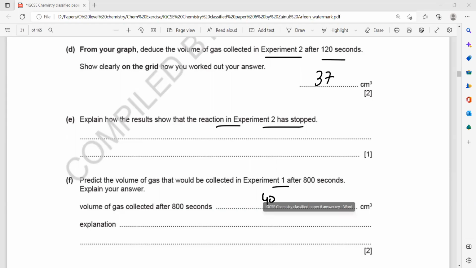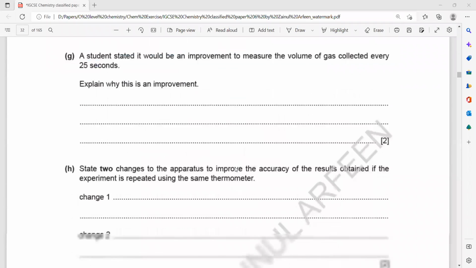For the explanation here, the main point is because of the same amount of the reactant in both experiments. Student: Sir, can it be because it changed only the rate and not the amount of product? But mentioning the same amount of reactant is what earns the mark. Anything other than this is not relevant. Because if you're not changing the amount of reactant, the amount of product won't change. That's the point you have to mention.